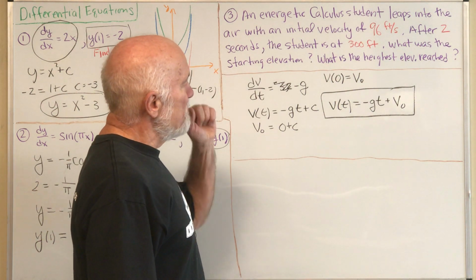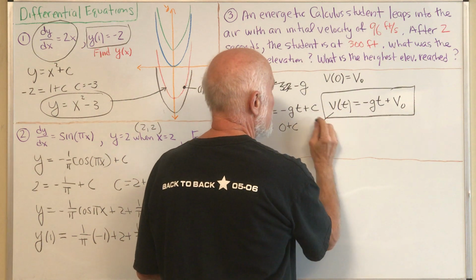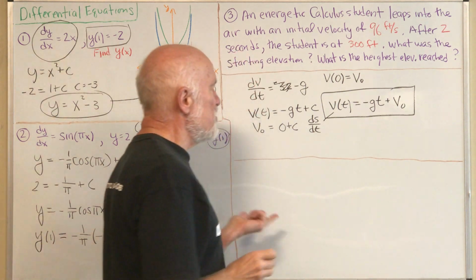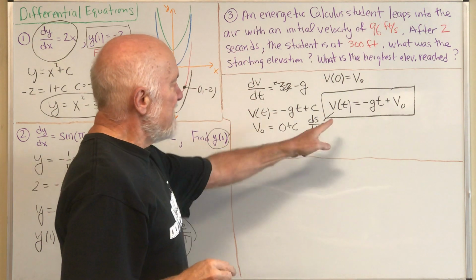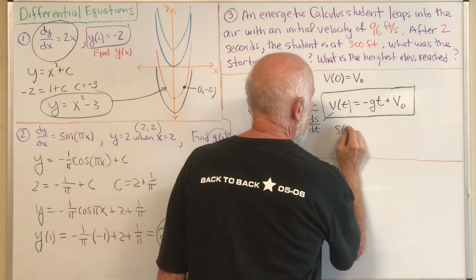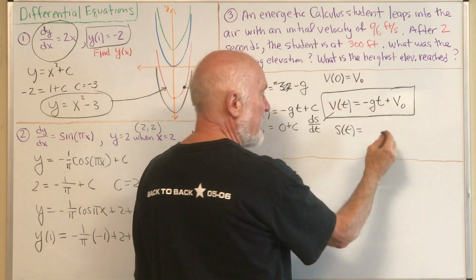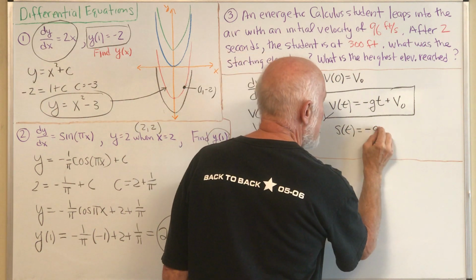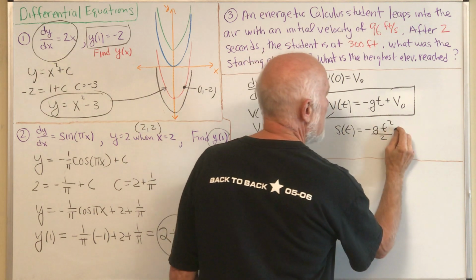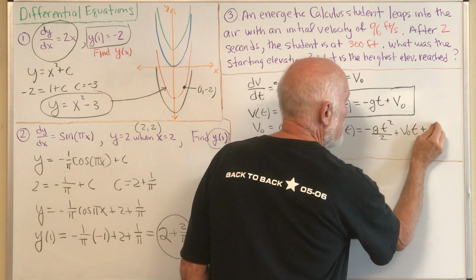And then, to get the position, we know that v of t is really the rate of change of position. So if we take the antiderivative of the velocity, we can get the position. So this, remember, negative g is just a constant, so it becomes negative g t squared over 2 plus v0 times t plus c.